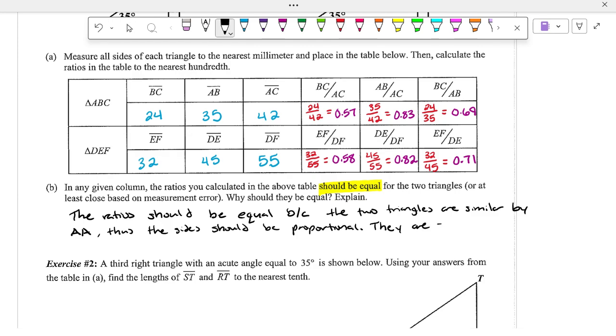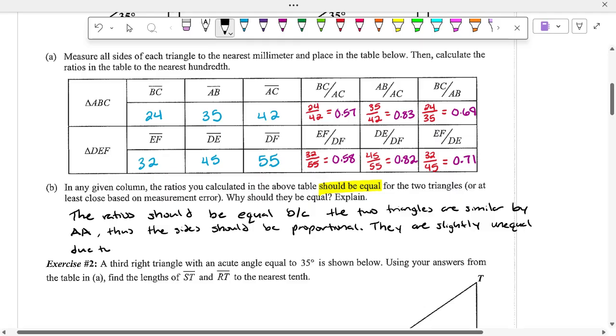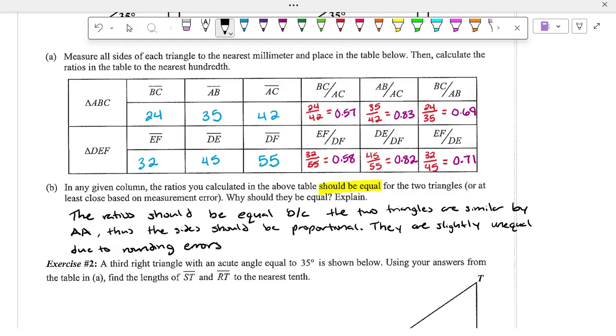They are slightly unequal due to rounding errors when you measure the side lengths. So if we actually took the time and measured these side lengths by hand, you would have had some rounding errors. All right? And that's why they're slightly unequal from measuring the side lengths.